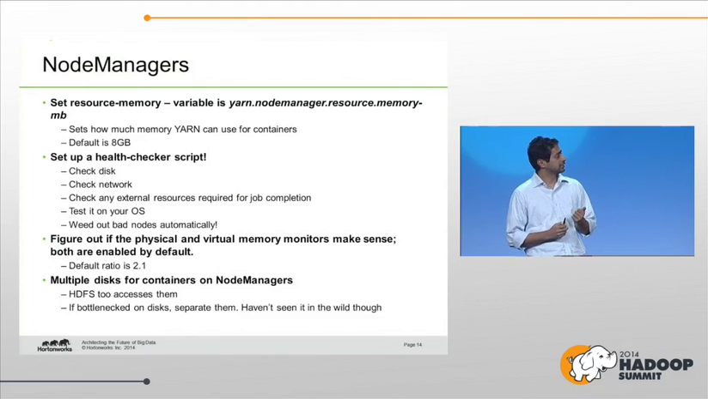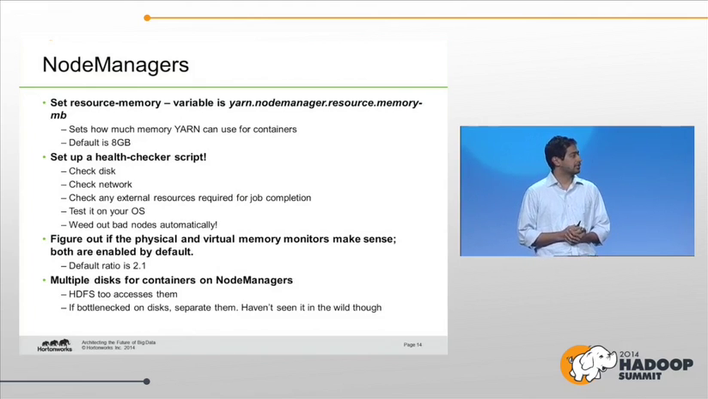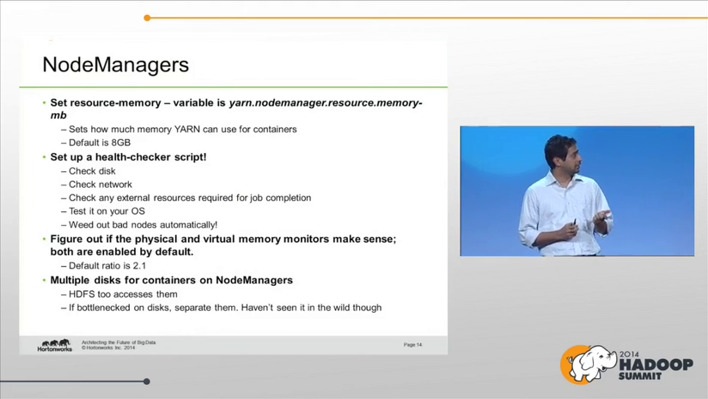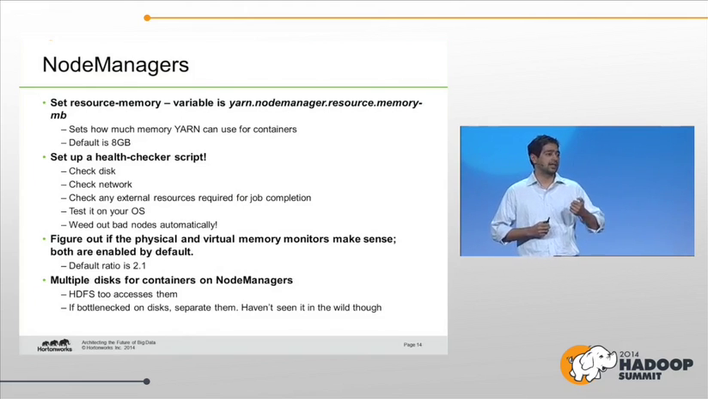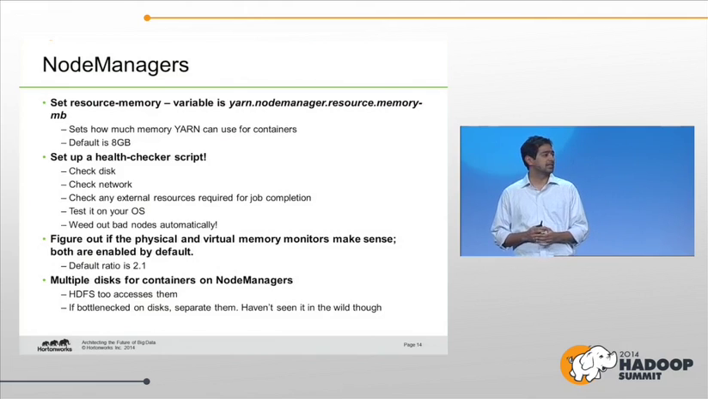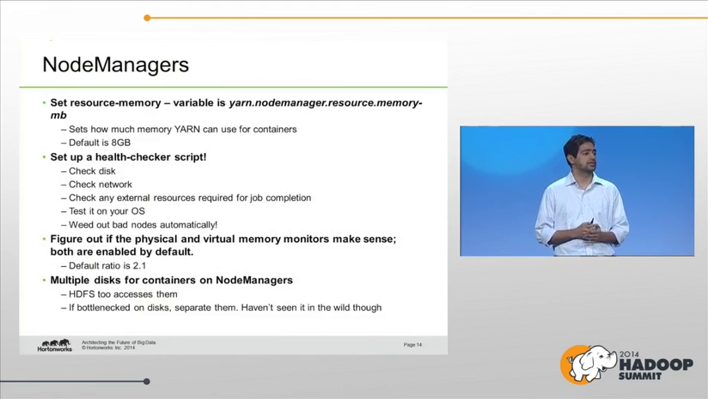The final point I'd like to raise is that typically nodes have multiple disks, and HDFS is running on those nodes. We haven't seen this in the wild yet, but potentially HDFS access can affect your disk performance. So if it becomes really bad, you might want to think about dedicating a couple of disks for Yarn and the rest for HDFS so that you have a separation of concerns there.